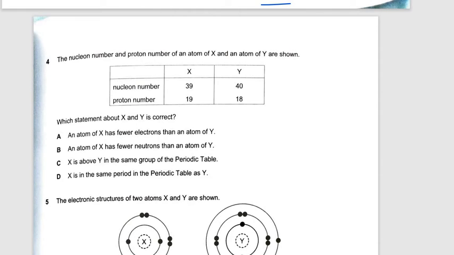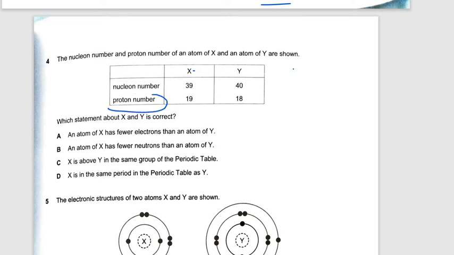Nuclear number and proton number of atom of X and Y are shown here. So X is this, Y is this. Okay, now remember the proton number is equal to number of electron. So if you look, this is not x minus, this is just x, sorry, I have put this thing, let me erase this part. So this is x and this is y.